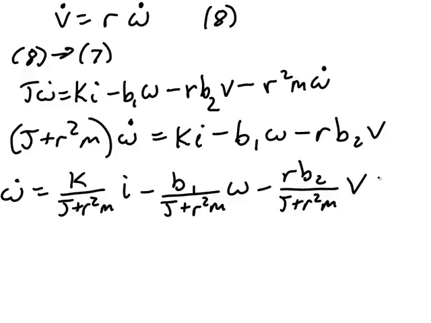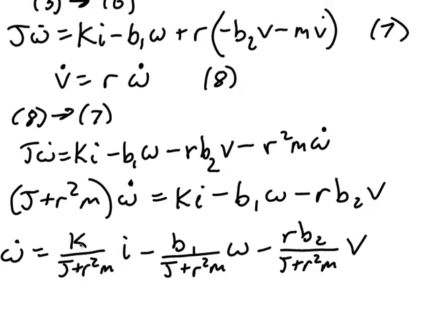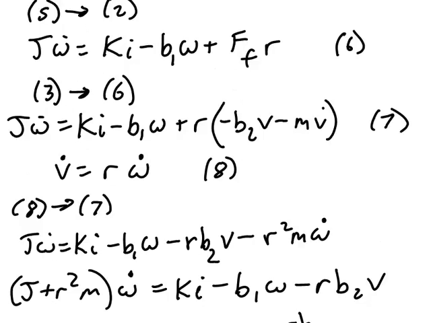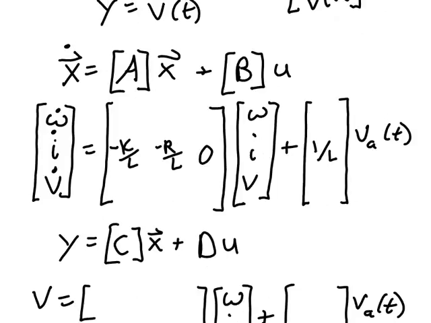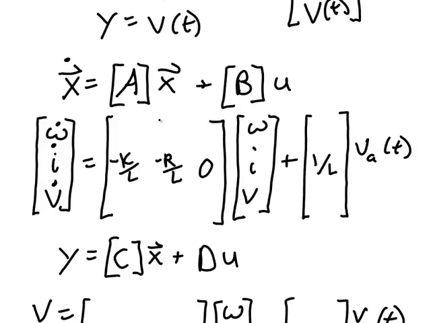Okay, now I have an equation for omega dot that only has my state variables. So I can now take this equation and use it in one of the rows of my state representation. So the coefficient in front of I is k over j plus r squared m. So I've taken the row that is for omega dot, and I've filled in the coefficient that will go in front of I as k over j plus r squared m.